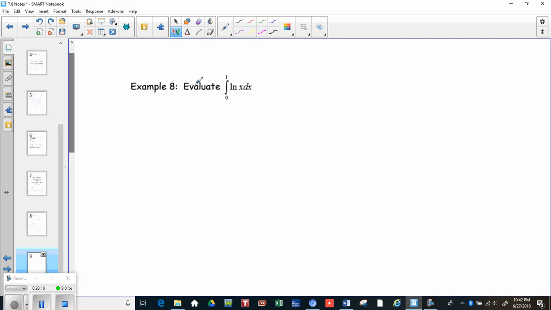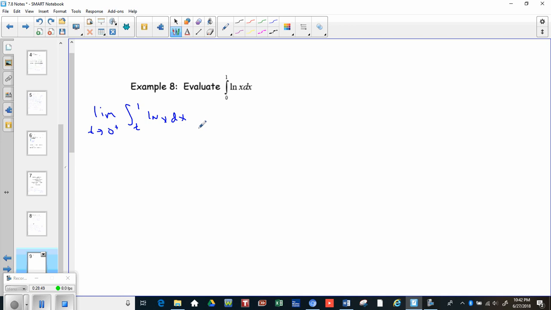All right, last example. Integral from 0 to 1 of natural log of x dx. So again, the 0 is going to be the problem because that's where this thing has an infinite asymptote. So, limit as t approaches 0, we can only approach it from the right, of the integral from t to 1 of ln x dx.